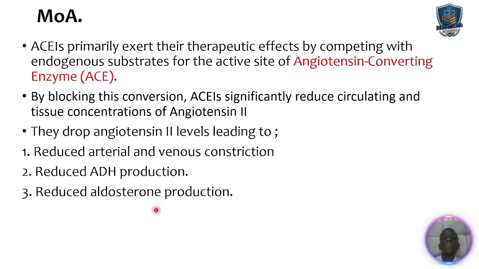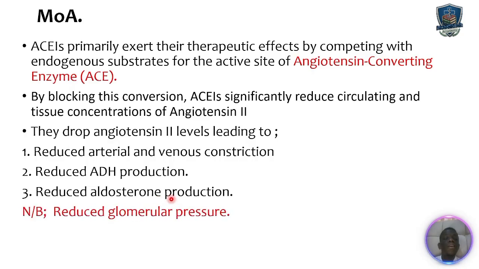Remember, the aldosterone hormone always leads to the reabsorption of sodium and the excretion of potassium. One thing we have to note here is that when you reduce aldosterone production, you are going to reduce sodium reabsorption, but you're going to promote potassium retention. Potassium will be retained. Don't forget that. So our angiotensin converting enzyme inhibitors always lead to hyperkalemia. I'm going to show you how that occurs in a while.